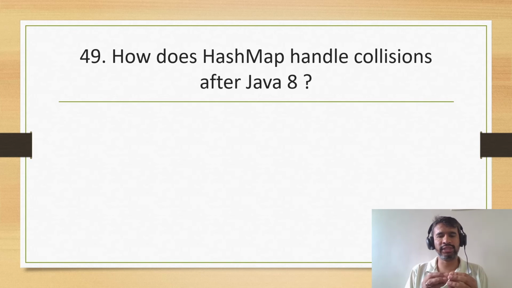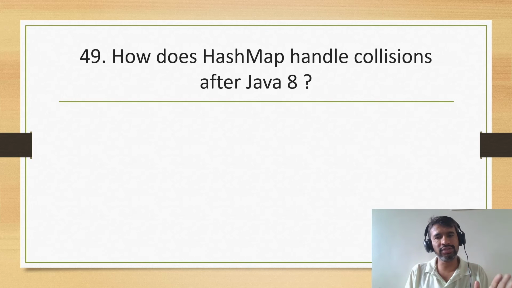Why? Because let's say you want to retrieve some value. First, you get the hash code. From the hash code, you see the linked list. If there is already a linked list formed, in the worst case you have to traverse the whole linked list to get the value. So the complexity will be O(n) in the worst case until Java 8.